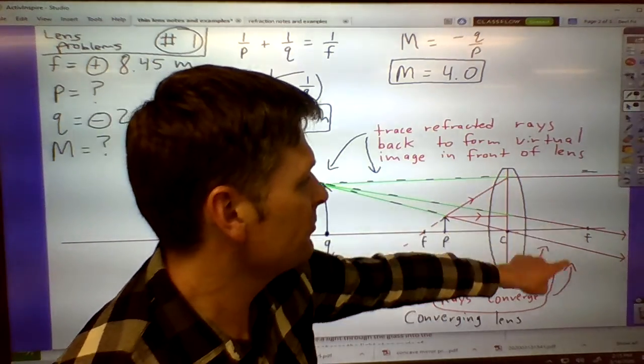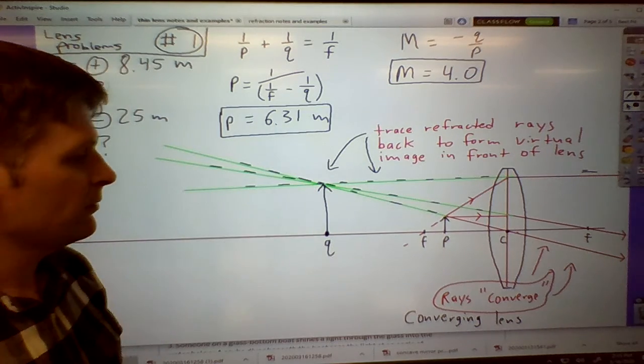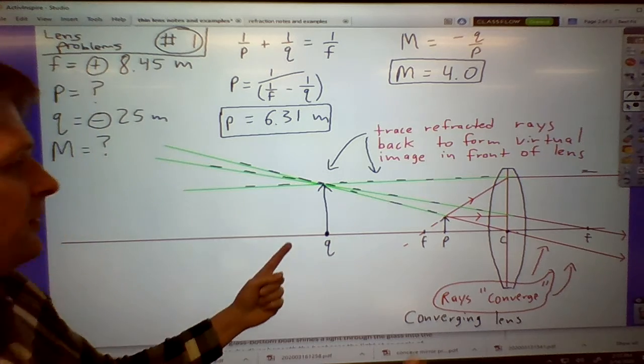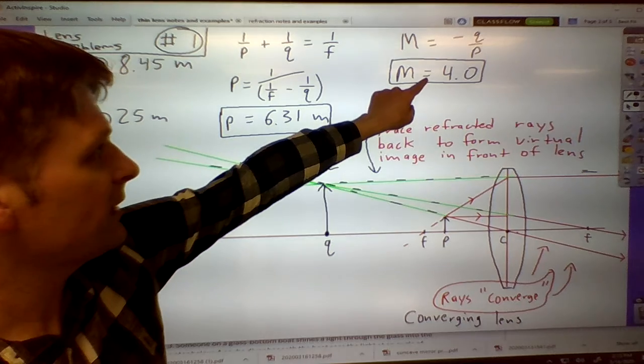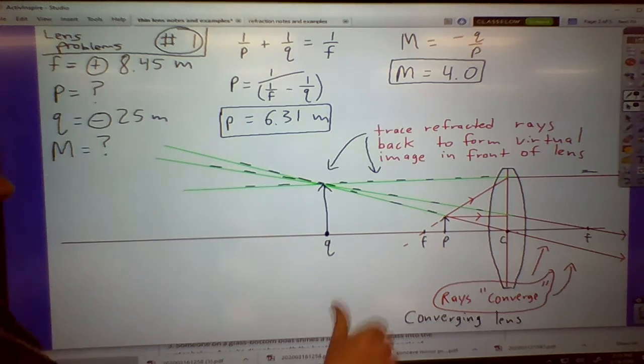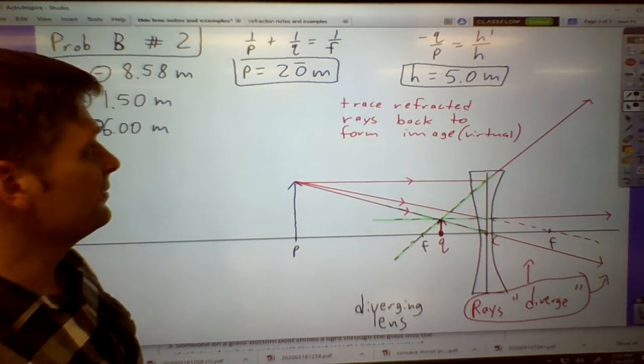If we trace back these three refracted rays, these three bent rays, we see that they meet right here. This is where we draw Q, and that represents Q, our image distance. Again, Q looks bigger than the object, and it should because it's magnified. It should also be a negative value because it's in front of the lens. Moving right along to problem 2, let's take a look.